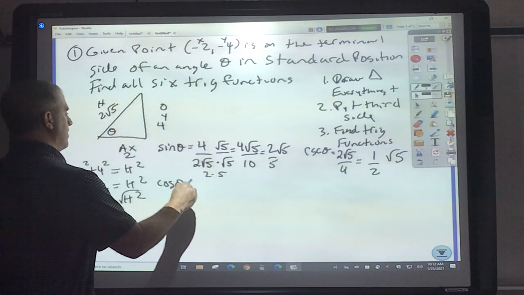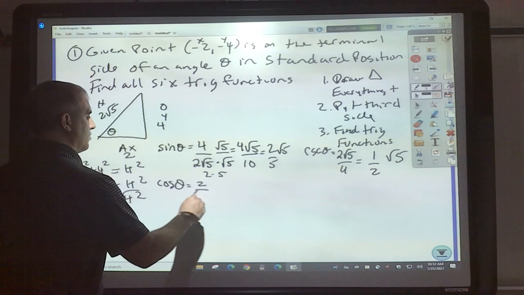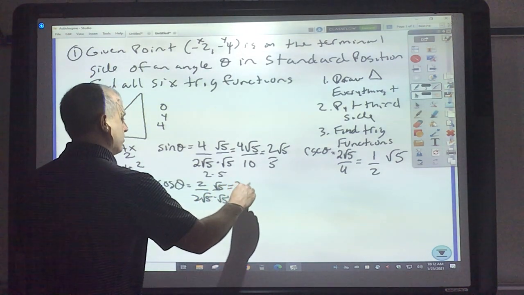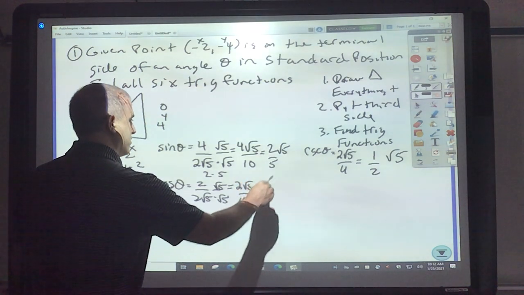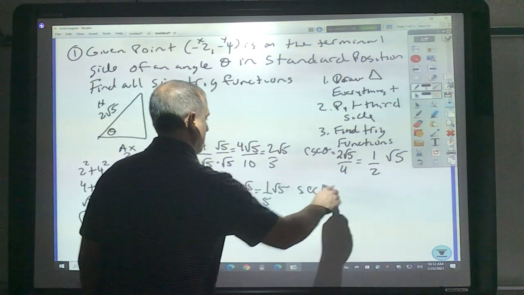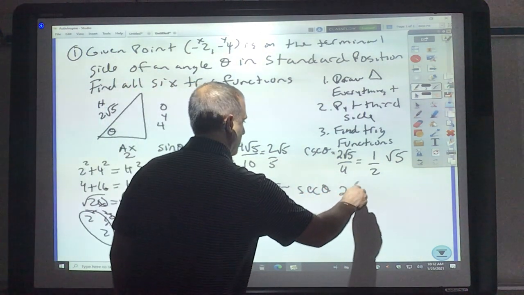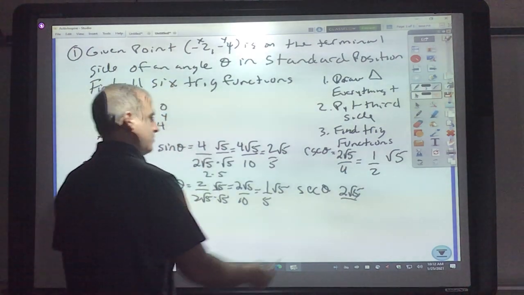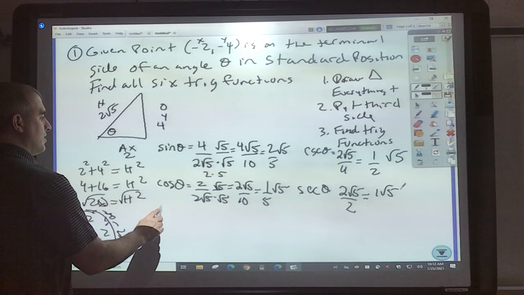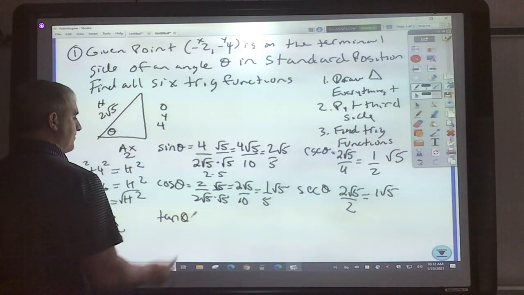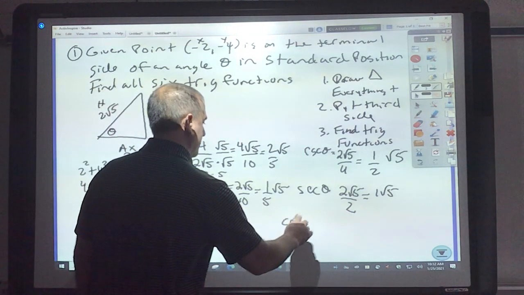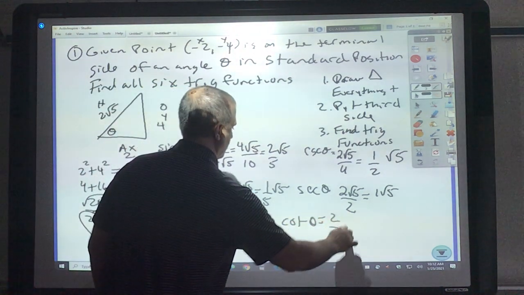Cosine theta would be 2 over 2 square root of 5, same concept, multiplied by square root of 5 top and bottom, so 2 square root of 5 over 10, and that would reduce to 1/5. Flipping over, secant would be 2 square root of 5 over 2, which if I divide those is just 1 square root of 5. And then tangent theta would be 4 over 2, which would just be 2, and cotangent of theta is 2 over 4, which is 1/2.